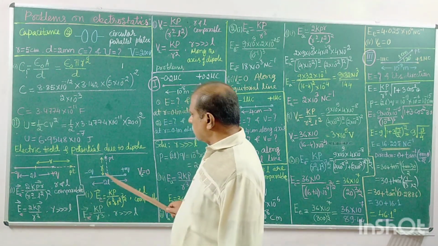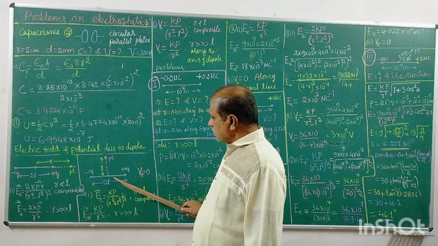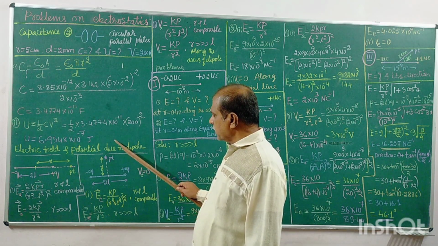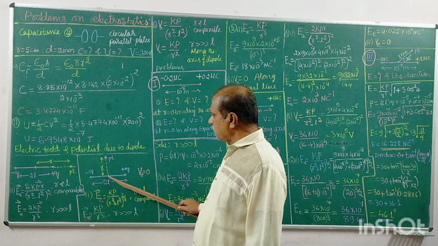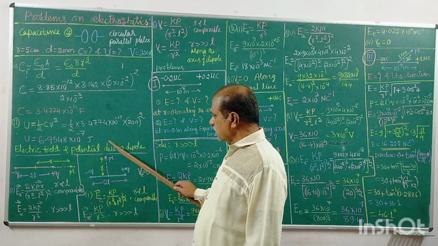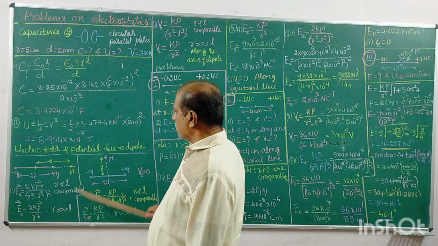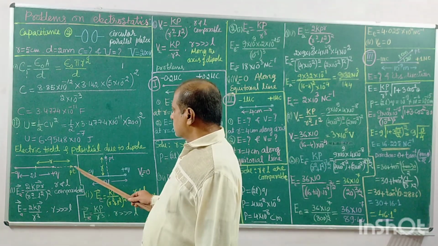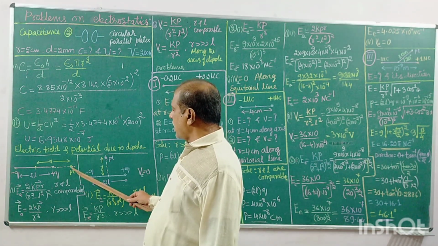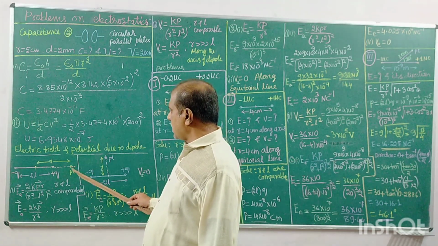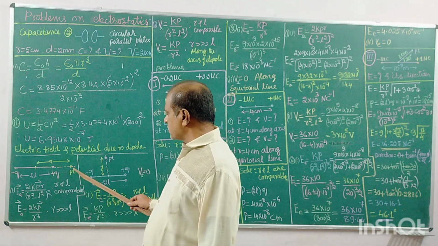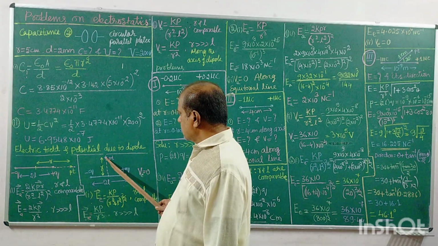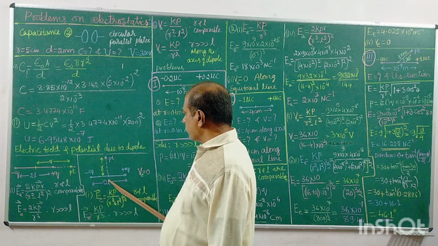This line is called the equatorial line, perpendicular to the axis and passing through the midpoint of the dipole. That is the equatorial line, and this is the axial line. The point is here along the axis, or the axial line of the dipole. In this case, I have taken the point here, along the equatorial line.